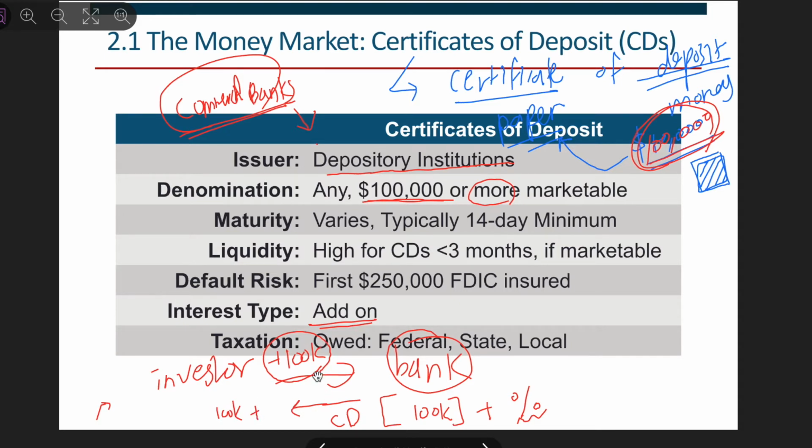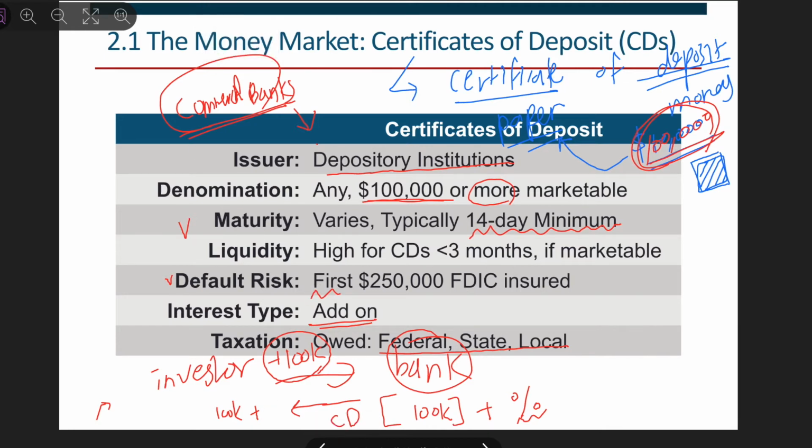And if you make money from this bank certificate, you owe tax to all of the governments. T-bill was from the government, so you don't owe tax to the state and local government, but a CD is from commercial banks, so you have to pay all the taxes. And the maturity is even shorter than the T-bill, because government has lower default risk than the bank. So if you look at the default risk, there is something interesting.